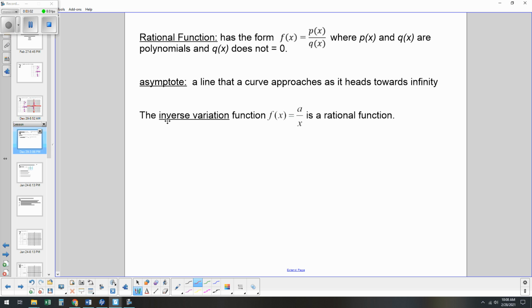And this is just something to know. The inverse variation function, f of x equals a over x, is a rational function. We're not going to worry as much about that.